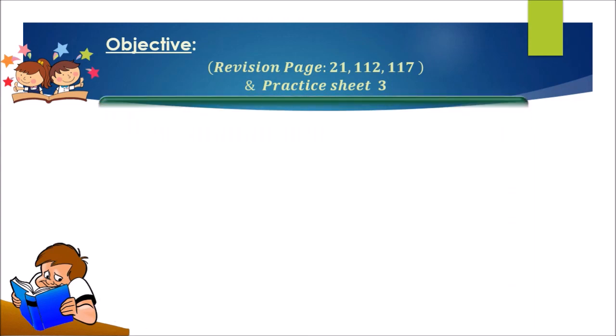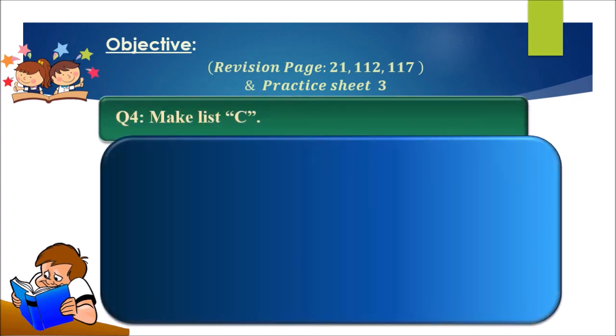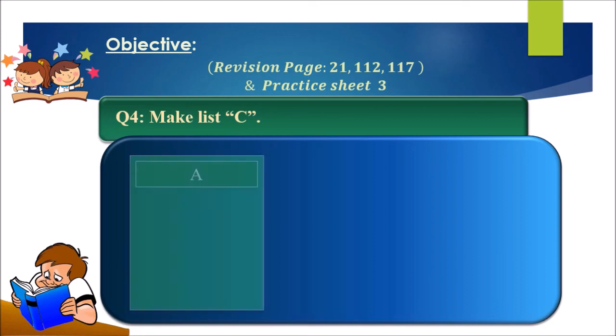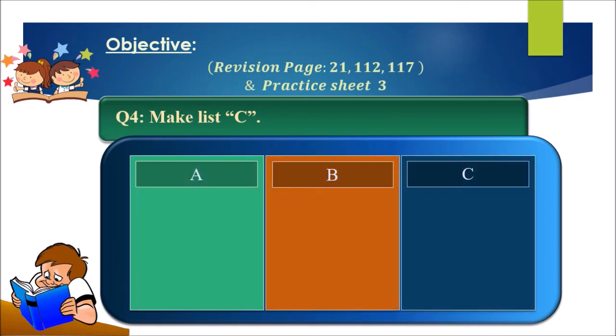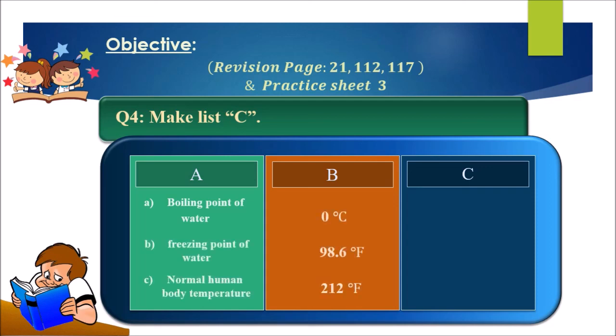Question number 4 is make list C. Here we have 3 columns A, B and C. Here the questions are given in column A and the answers of these questions are given in column B. Let's find out the answers of these questions and write down in the column C. Boiling point of water is 212 degrees Fahrenheit. Freezing point of water is 0 degrees Celsius. And the normal human body temperature is 98.6 degrees Fahrenheit.